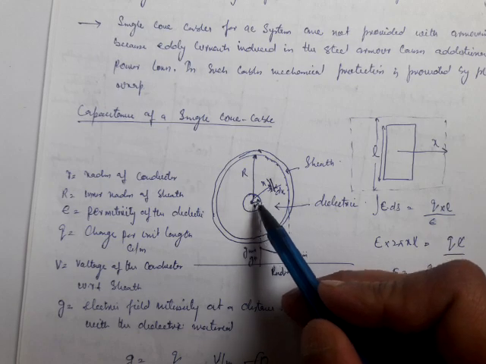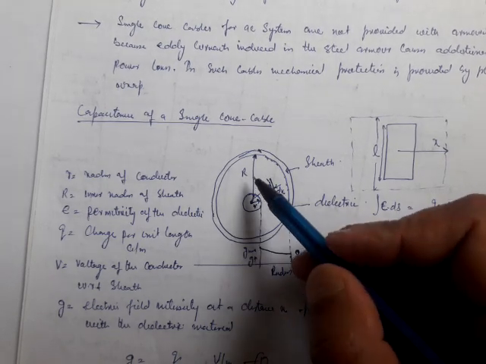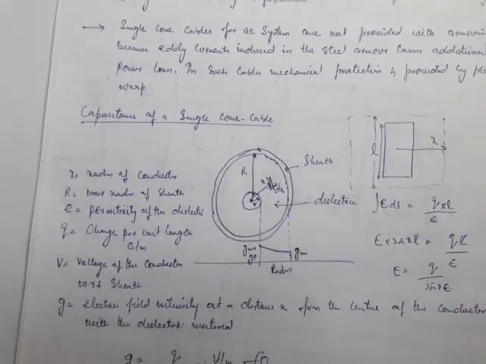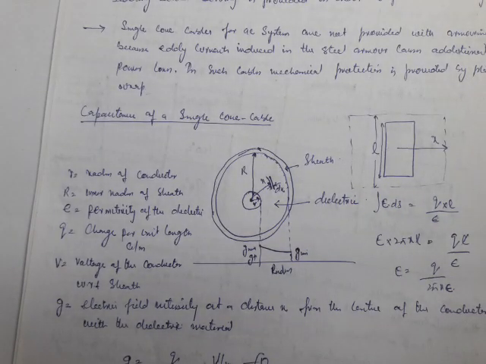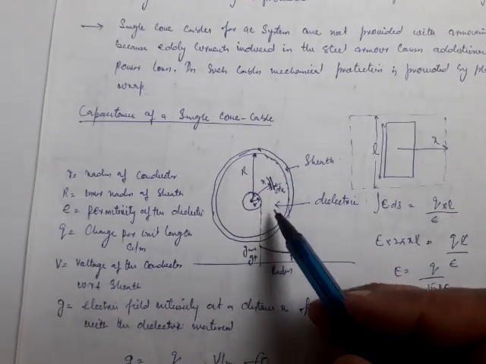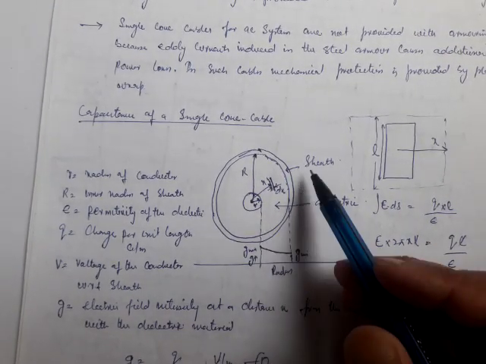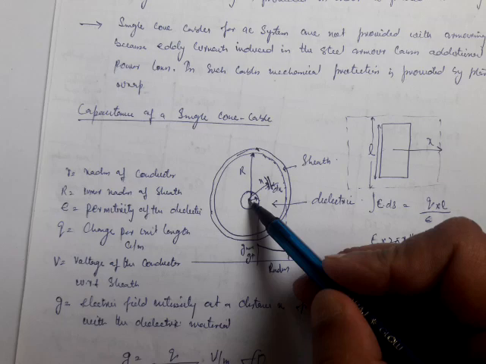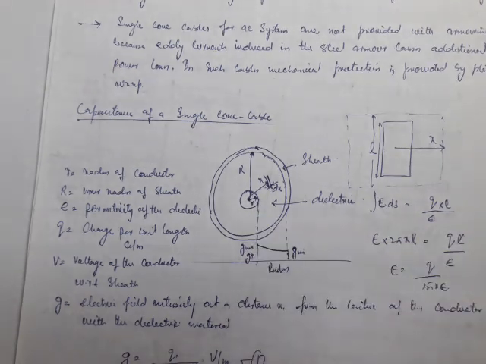From this point to this point is the radius of the conductor, the small r, and the capital R is from this point to the inner part of the sheath. This is the dielectric, as I have told you earlier, and this is the sheath. Let us first calculate the electric field intensity at a distance x from the center of the conductor within the dielectric material.